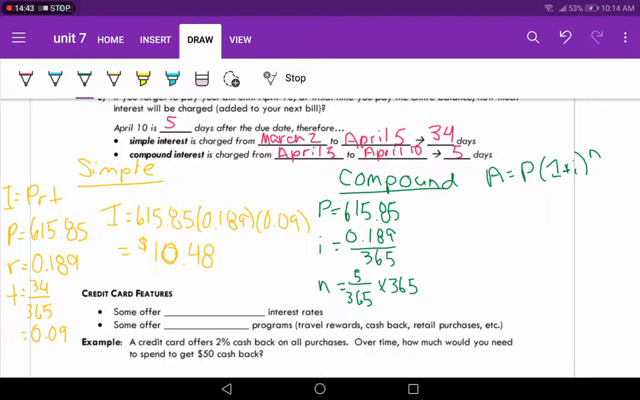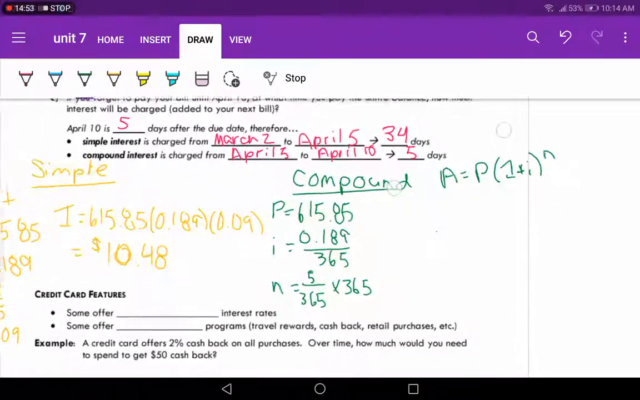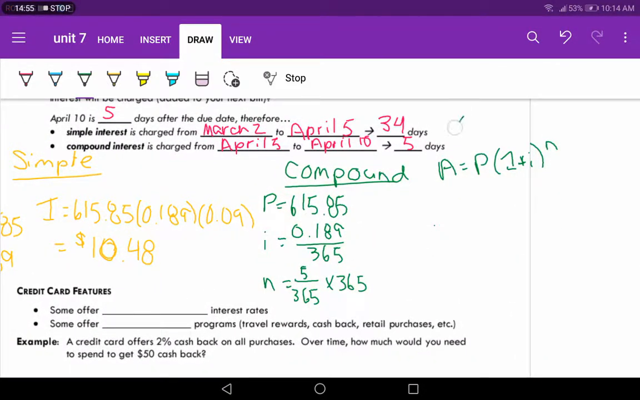But we always have to multiply by our rate. So sorry, I said annually. This is going to be compounded daily. Okay, that's why it's 5 days. That's why we have to divide by 365 and then multiply by 365, which means these are just going to cancel. So my n value is 5.